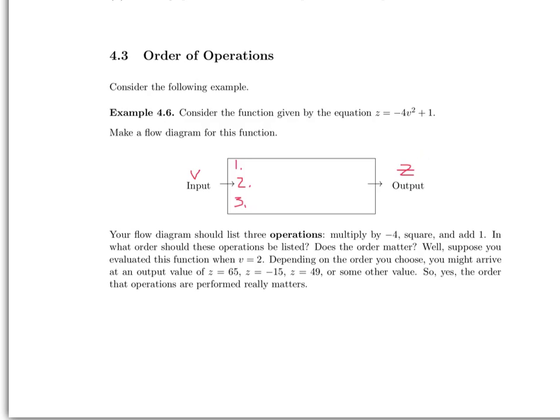Does it matter? Well, suppose you were going to evaluate this function when v was 2. In other words, suppose you were going to substitute the number 2 into this function. Depending on the order in which you listed these 3 operations, you could arrive at an output value of 65 or negative 15 or 49 or possibly some other value. So the order in which you list these operations affects the output of the function. So the order really does matter.